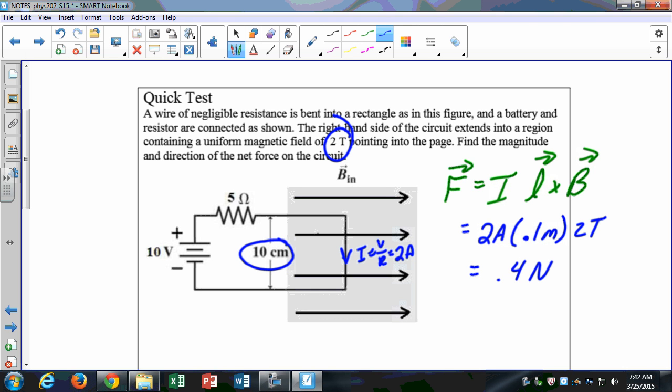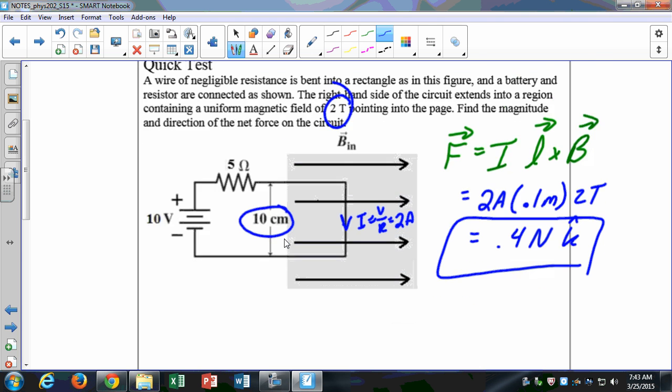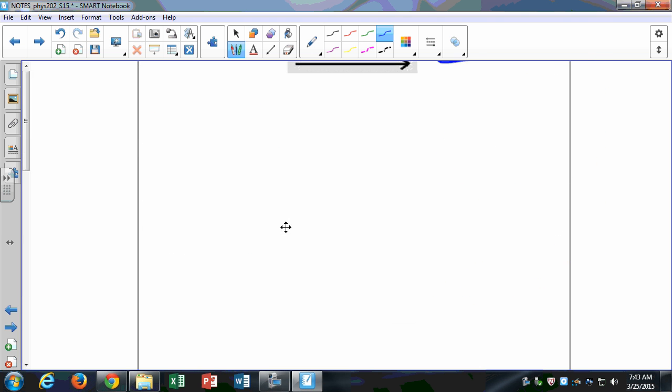And then let's see, is it in the K direction? Well, it has to be either plus or minus K, right? Because my magnetic field is in the X direction, my current is in the Y direction. Yeah, it is plus K. That's plus K direction. All right, so it's 0.4 newtons in the K direction. Alrighty. Pretty straightforward kind of business. Yeah. All right, we'll see some more.